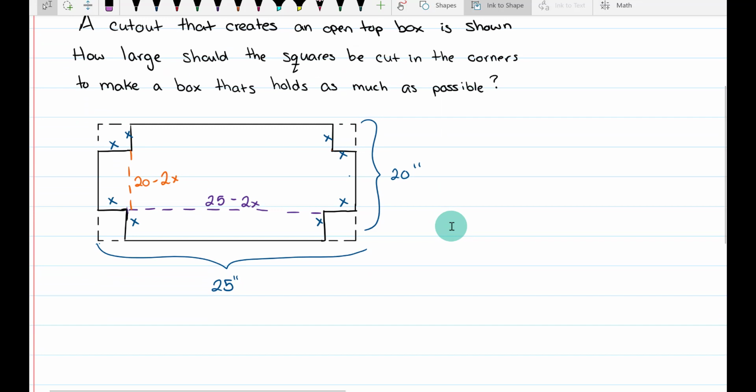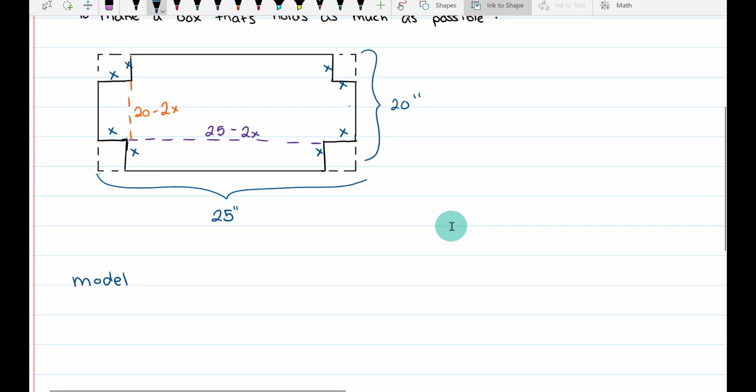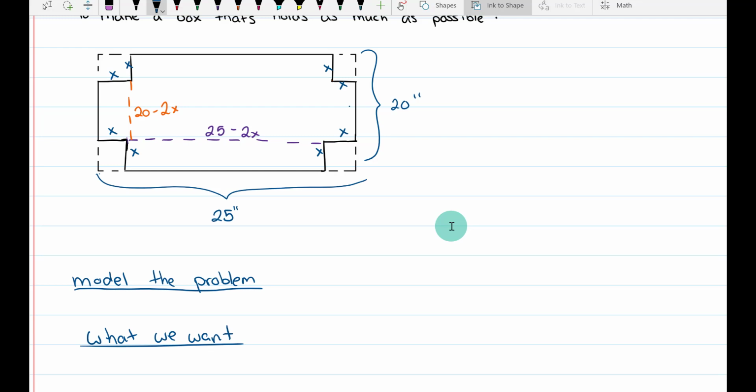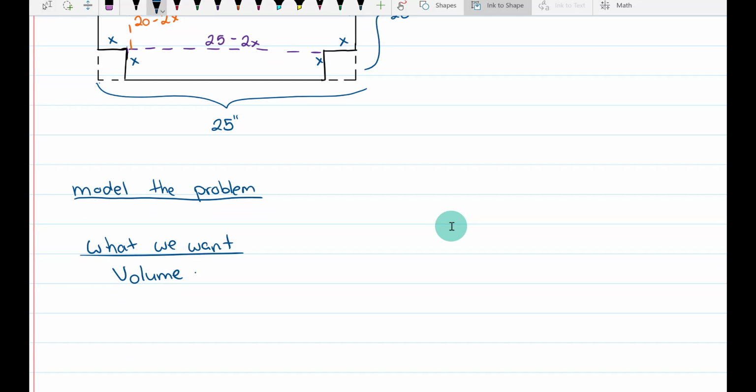So let's talk about modeling this problem. What do we want to find? What we want to find is volume, which means we need an equation for volume. We know the volume of a box is length times width times height. Already this is a problem because we have 3 variables. Ideally, we only want 1, which means we need to figure out a way to make it so we only have 1 variable.